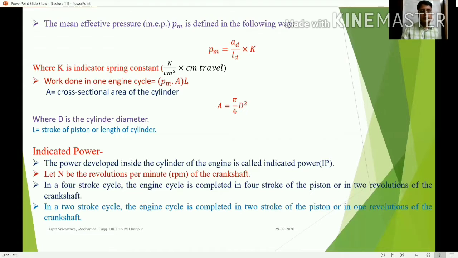Or you can say this is the length by which the piston is moving in the inward or outward direction. If we talk about the expansion process, then this length L is moving in the outward direction, and if we talk about the compression process, then this length L is moving inside the piston. So that is about work done in one engine cycle.